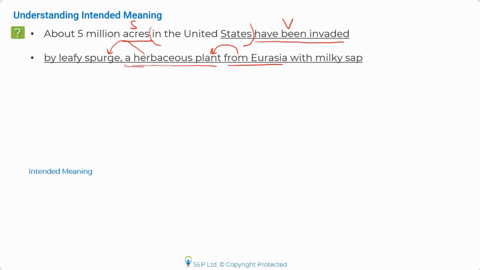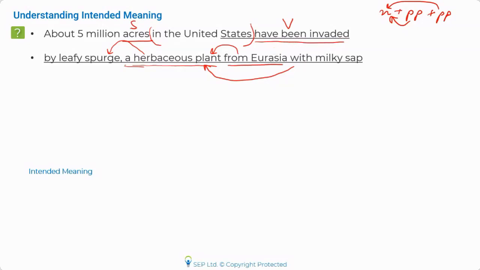Now there's a bit of confusion here. Is it Eurasia with milky sap, or is it the plant with milky sap? More likely the plant with milky sap. All right, and this is okay. You can have two prepositional phrases modifying the same noun one after the other. There is nothing wrong with that. You can have a noun, then one prepositional phrase modifying this noun, then immediately another prepositional phrase modifying the same noun. So nothing wrong here. A herbaceous plant is modifying leafy spurge. From Eurasia is modifying plant. With milky sap is also modifying plant. So we can remove this.